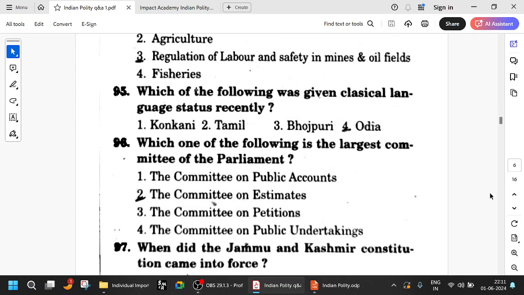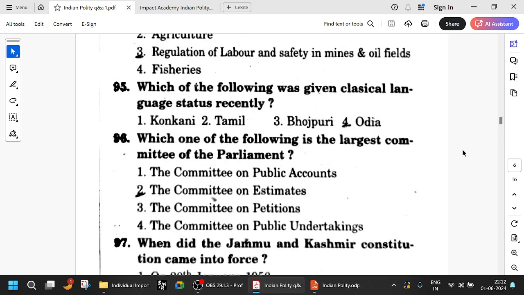Next, which of the following was given classical language status recently? At that time, Odia and Tamil had it. Tamil, Telugu, Malayalam, Kannada have classical language status. Sanskrit also has, and recently Odia is also there. Recently, Farsi, that is Persian, has also been added.